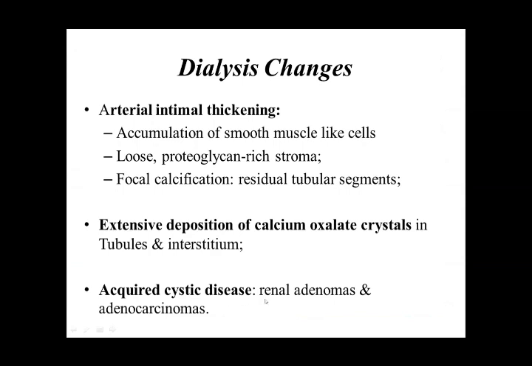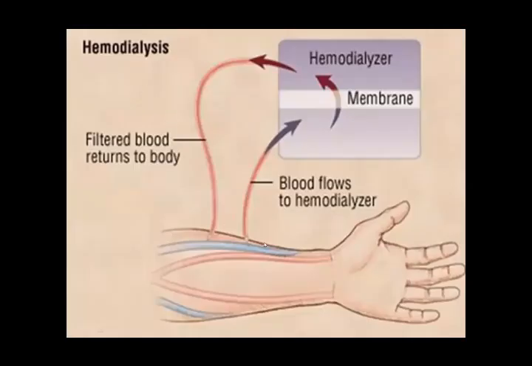Acquired cysts, renal adenoma, acquired cystic disease: tiny, small bubble-like cysts in the kidney, acquired cystic disease, renal adenomas, and adenocarcinomas. So both benign and malignant tumors are there, and we have a lot of cysts in the kidney. So what we are doing is hemodialysis. We are taking blood from the artery or vein, and then we are putting it back.